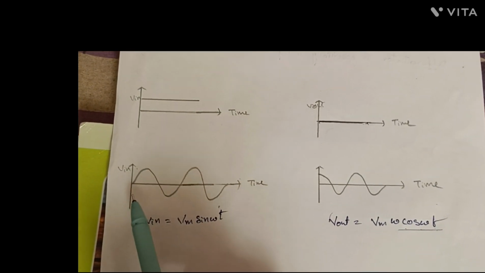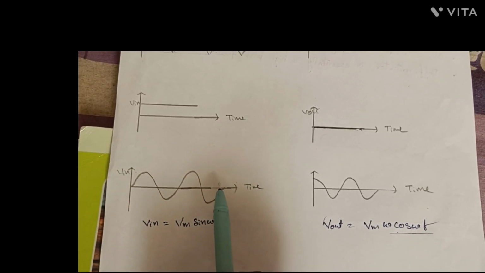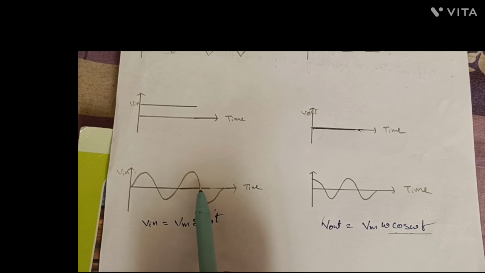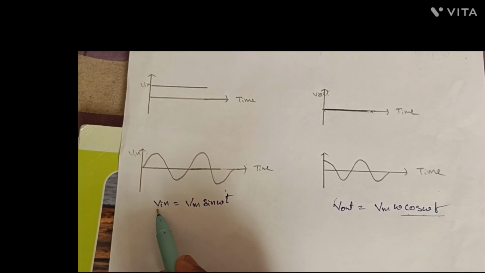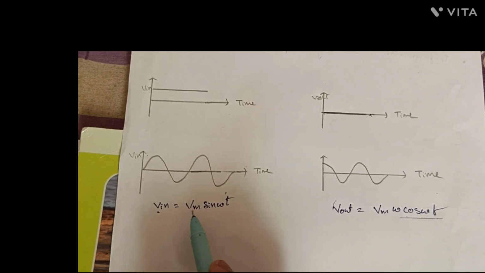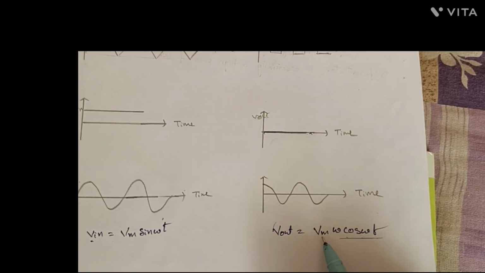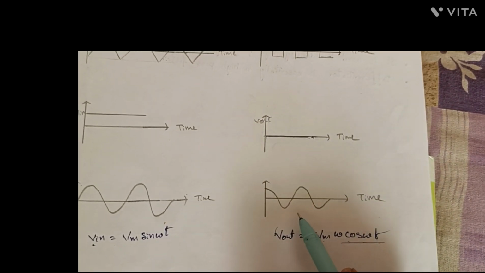And let us observe this input wave. It is in the form of a sine wave. We can write Vin is equal to Vm sine omega t. If you differentiate with respect to time, you will get Vm omega cos omega t. The output waveform is in cosine waveform.